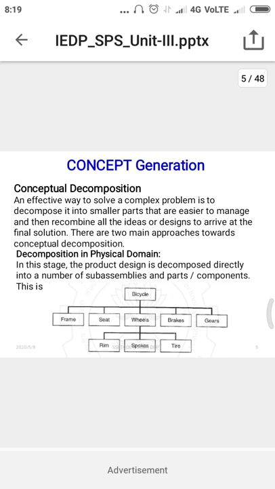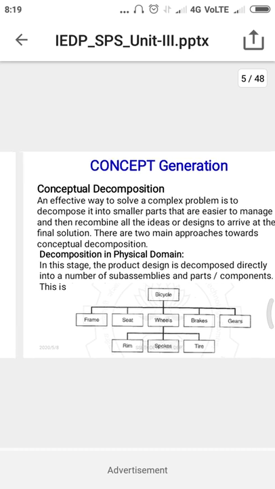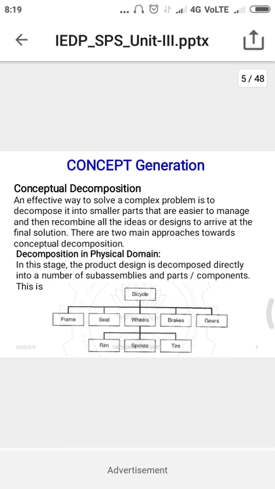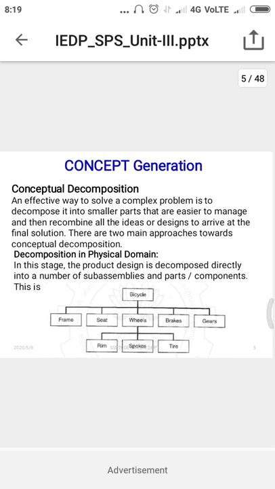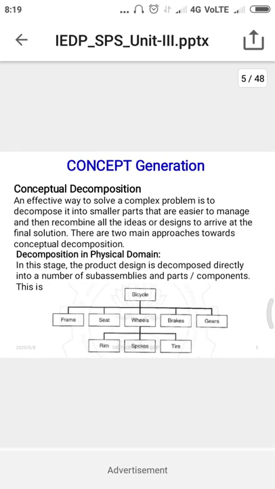In this stage, the product design is decomposed directly into a number of sub-assemblies and parts or components, such as a bicycle, which is one example. So we will decompose it into the different parts, such as a frame, then seat, then wheels, then brakes, gears. Again, the wheel is sub-assembled into three parts, that is rim, spokes, and tire. So this is about the detail of the concept generation.